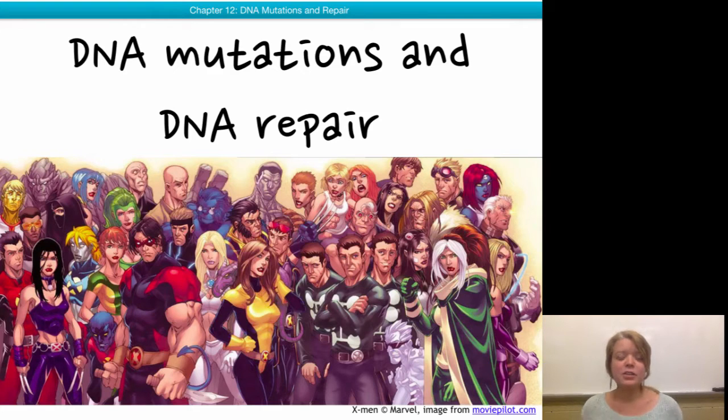Hi everyone! Today's lecture is going to be about DNA mutations and DNA repair proteins. I couldn't resist but put up an image of the X-Men, who are all supposed to be mutants, and the mutations in their DNA allow them to have such amazing powers as shooting laser beams out of one's eyes, flying, or going through walls. And unfortunately, most DNA mutations are a lot more prosaic.